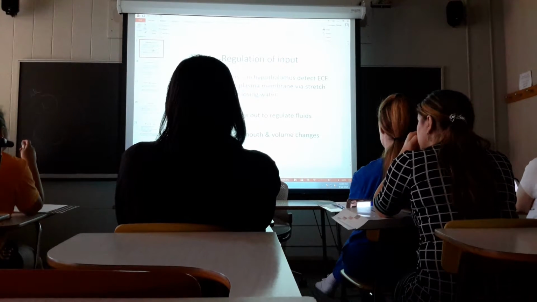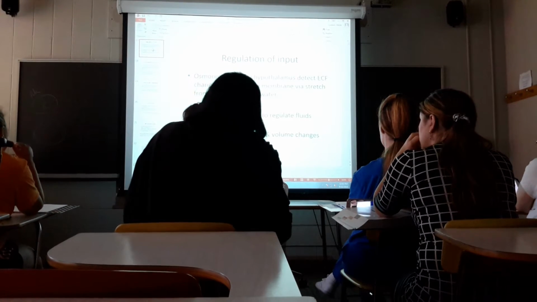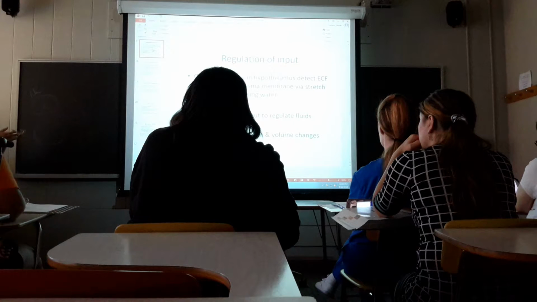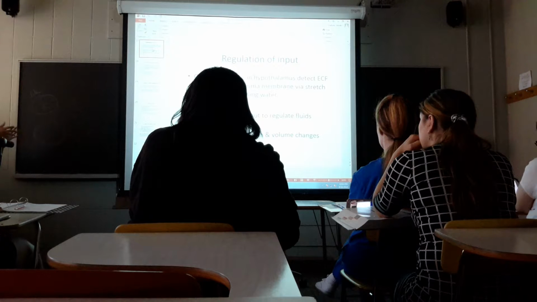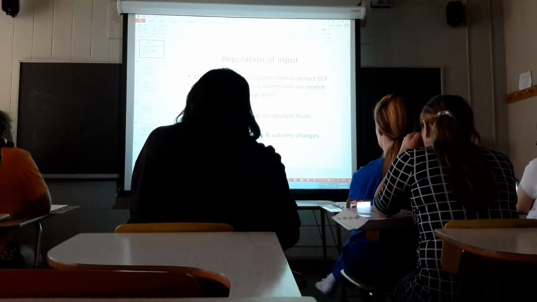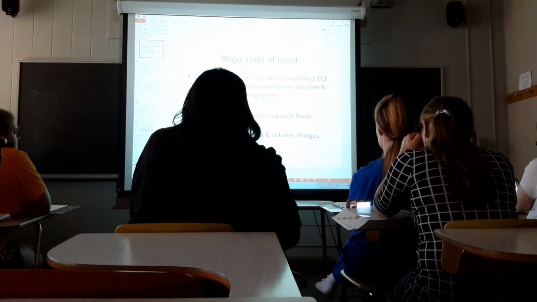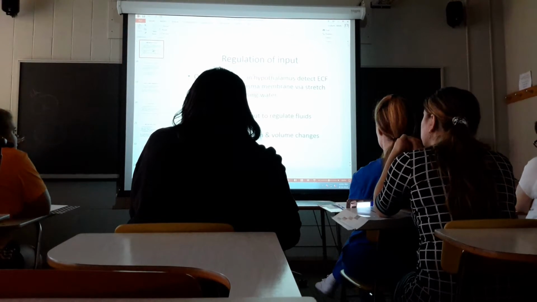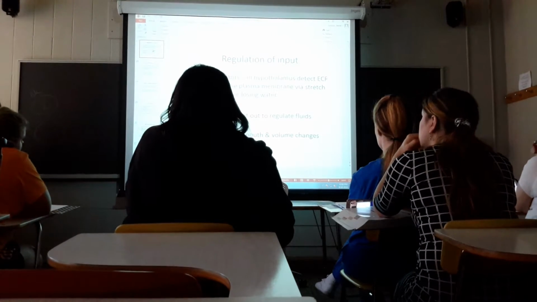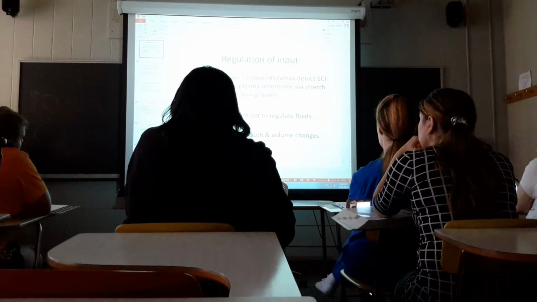So how are we monitoring all this? Regulation of input: osmoreceptors, what we've been talking all about. When we're talking about the solutes, the electrolytes, it's always osmolarity we're talking about when we're selectively permeable. So osmoreceptors up in the hypothalamus are detecting what is going on out there with the fluid, what's crossing that plasma membrane. It's looking at stretch receptors and deciding, is the bladder full, is the bladder empty. So osmoreceptors are watching to see if we're gaining or losing water.